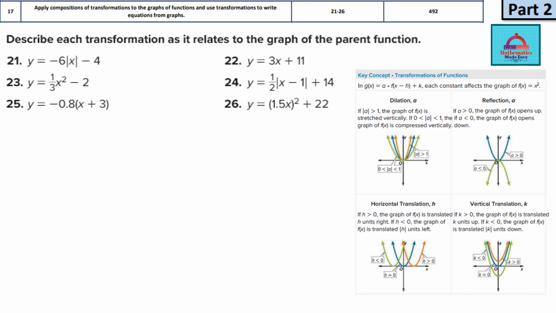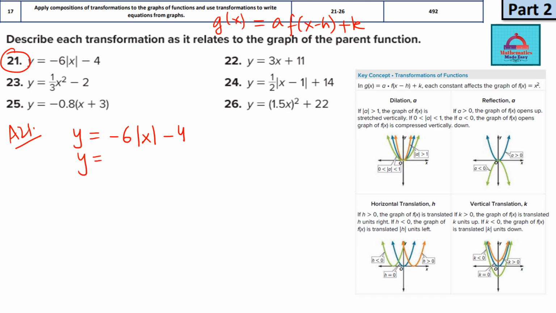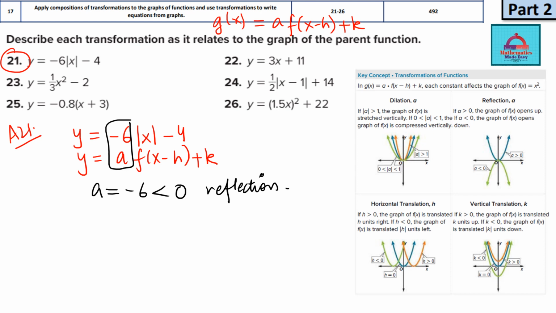I will quickly write again the equation of g(x), which is going to be a multiplied with f(x minus h) plus k. So let's compare each part. Let's start with 21. So I'm going to compare this equation y equal to minus 6 times absolute value of x minus 4 with y equal to, so g(x) can be written as y also, not a problem, a times f(x minus h) plus k. So let's compare. If you see, the value of a here is negative. So because it is negative, definitely reflection about the x-axis is going to happen.